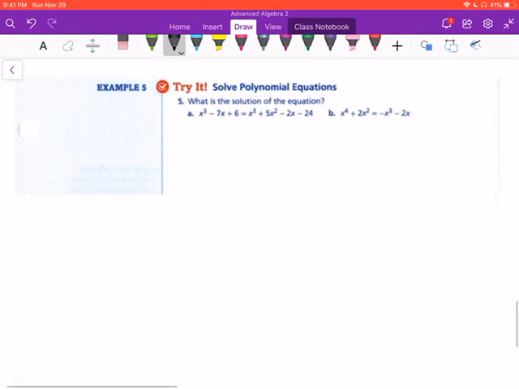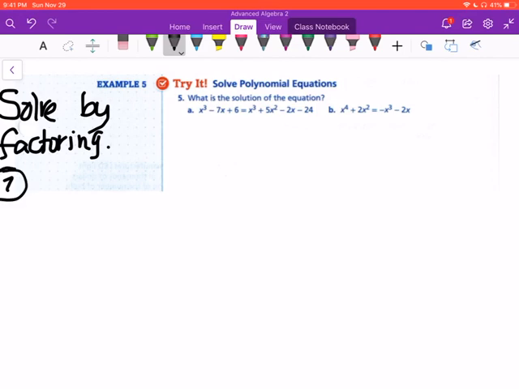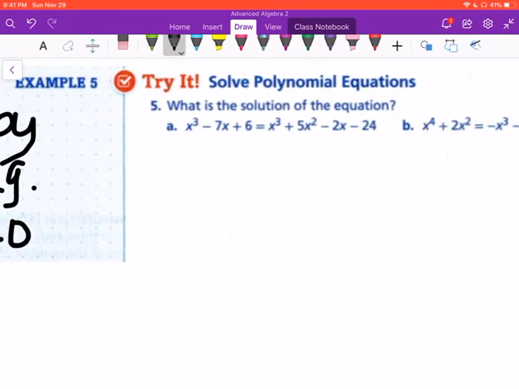Now we're going to talk about solving polynomial equations. The way that you want to try to solve a polynomial equation is to solve by factoring. So when you're solving by factoring, the first thing you have to do is set it equal to 0. So I'm going to take example A, and I'm going to set it equal to 0. So I'm going to subtract the x cubed.